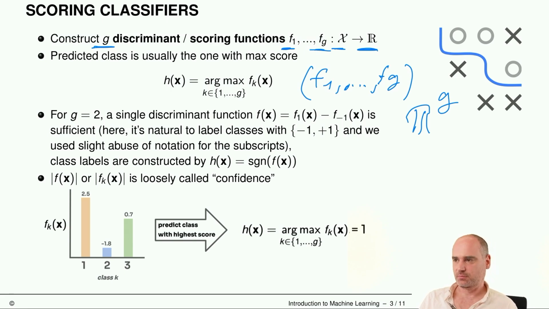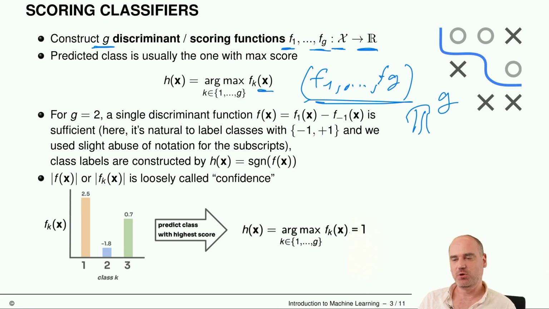And if you then want to turn this into a hard labeling classifier, or you just want to figure out which predicted class you should choose, usually this is done by picking, for a given x, the one class with the maximum score. So you just do the argmax on this guy here.